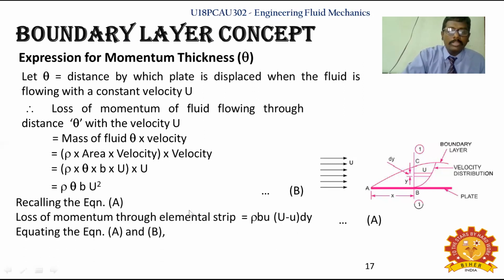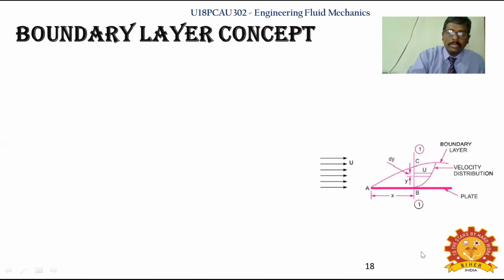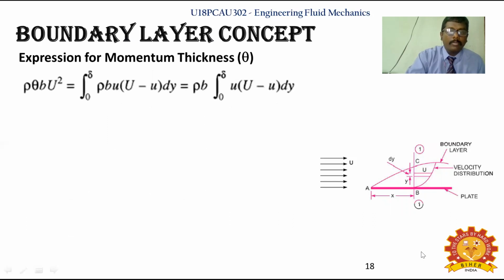Now you are equating both equation A and B. This rho theta b U square is equation B, and this is equation A. So the limit will be integral 0 to delta, so that you can form the momentum thickness. You will be having rho b, that is constant, that you can take outside, so u into U minus u dy. So that's what you are getting for the momentum thickness: rho b integral u into U minus u dy.